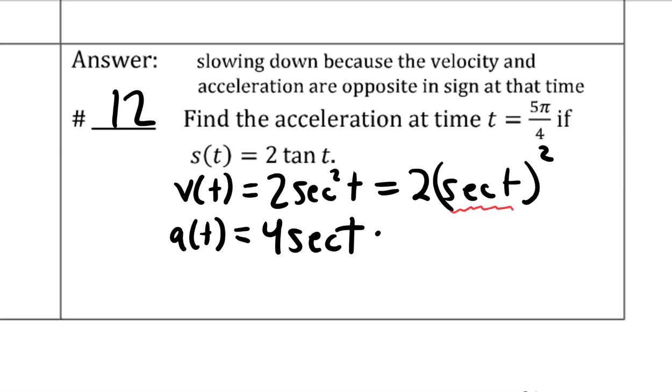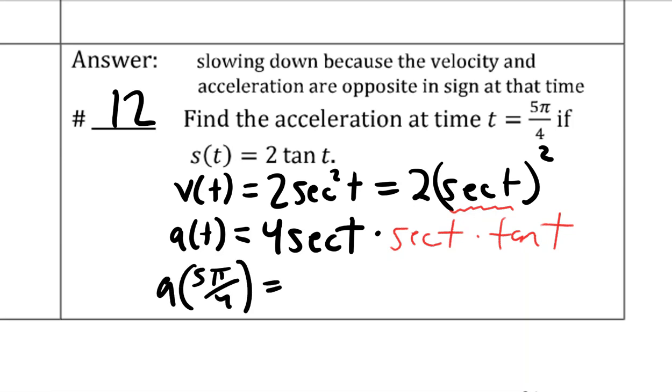And the derivative of secant is secant times tangent. Again, not a trig rule we use very often, but it's one that we will need to know. Now that we know the acceleration function, plug in 5 pi over 4.